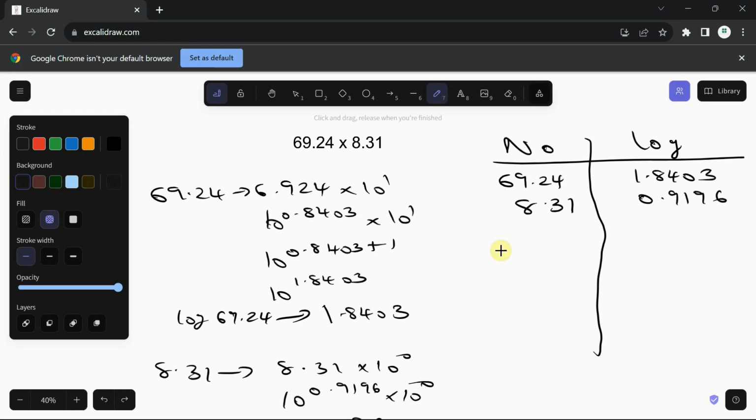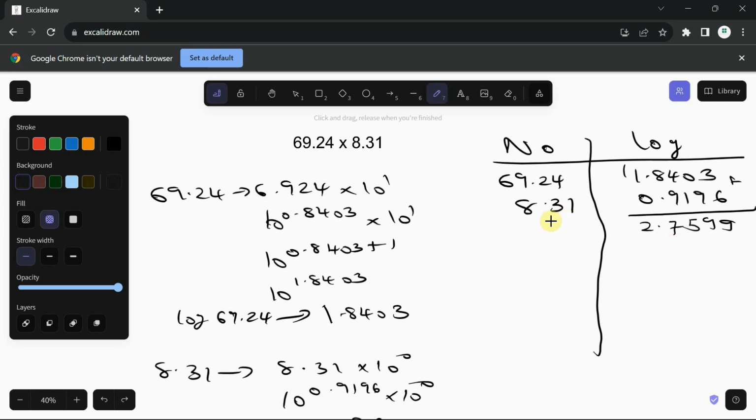Remember, when they said that if it is multiplication that we're trying to do, we should add the logs of each of the values. So let's add the logs of each of these values. 3 plus 6 is 9, 0 plus 9 is 9, 4 plus 1 is 5, 8 plus 9 is 17, so I'll carry over 1. 1 plus 1 is 2. So this is the addition.